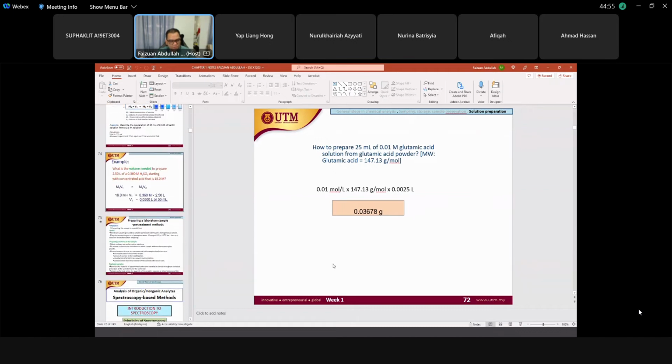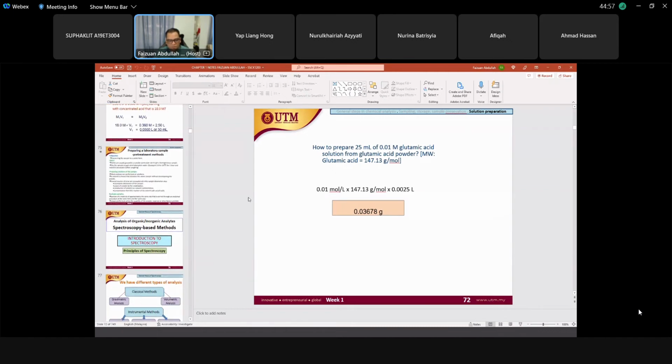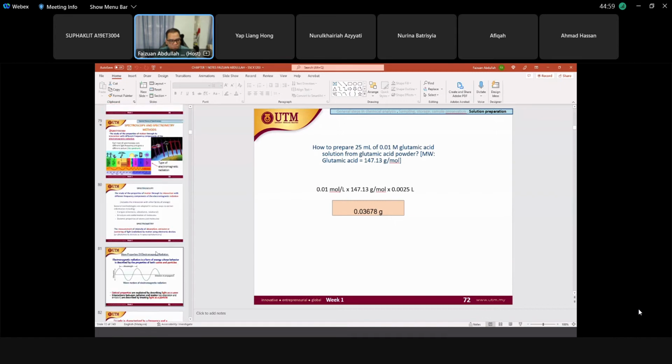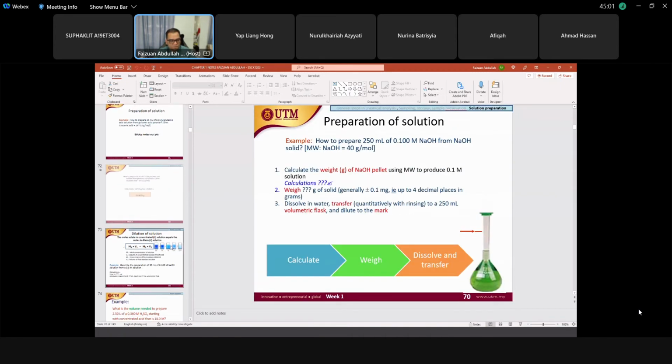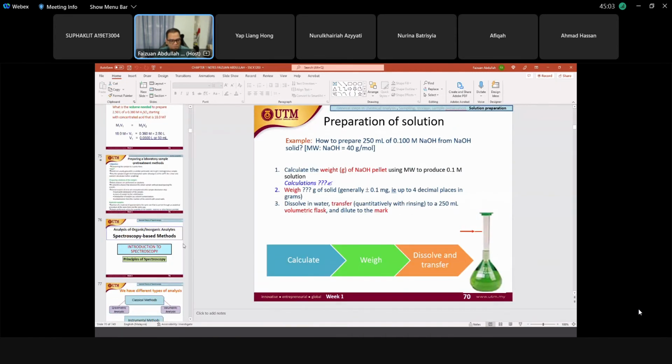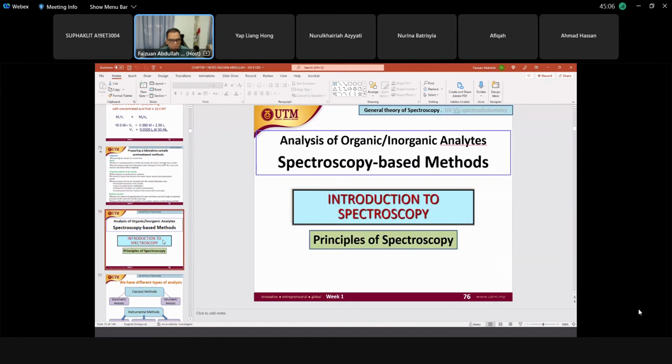I think we have done some revision. So now I would like to start our lecture for this class, starting with the first modern technique, which is the spectroscopy method. Spectroscopy based methods.